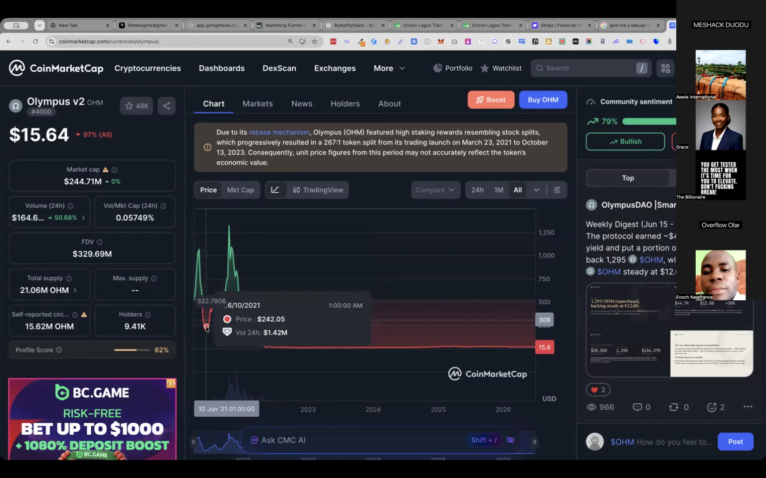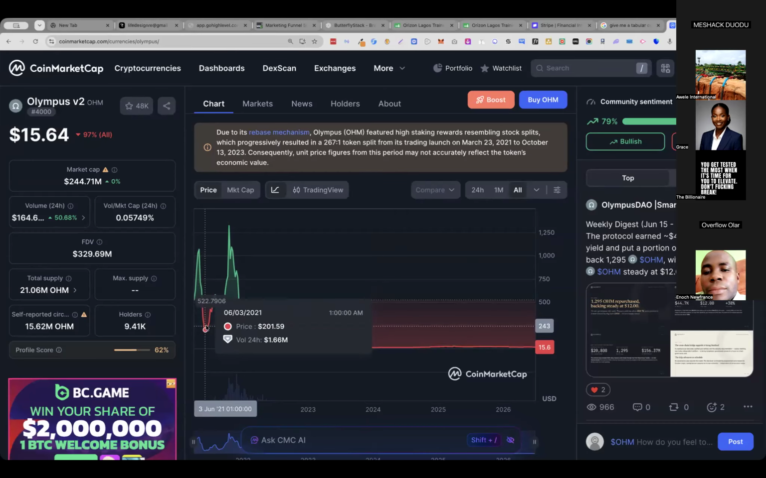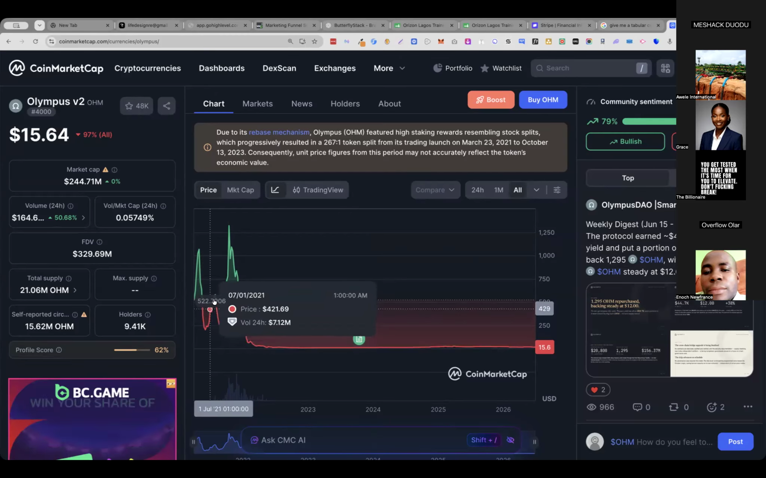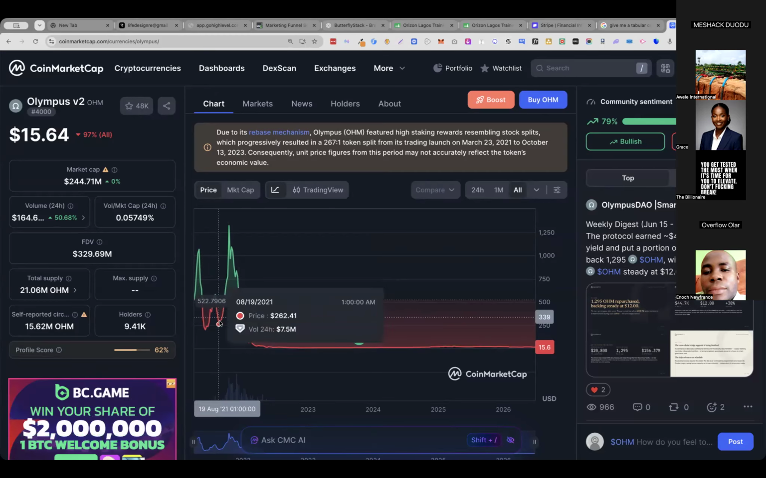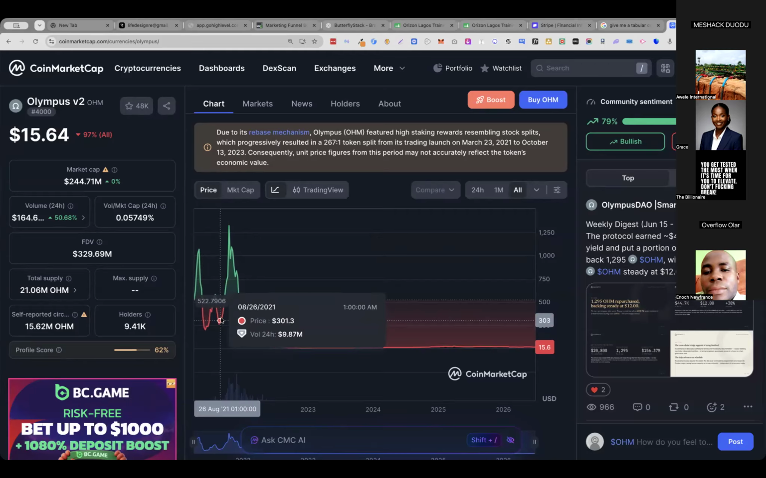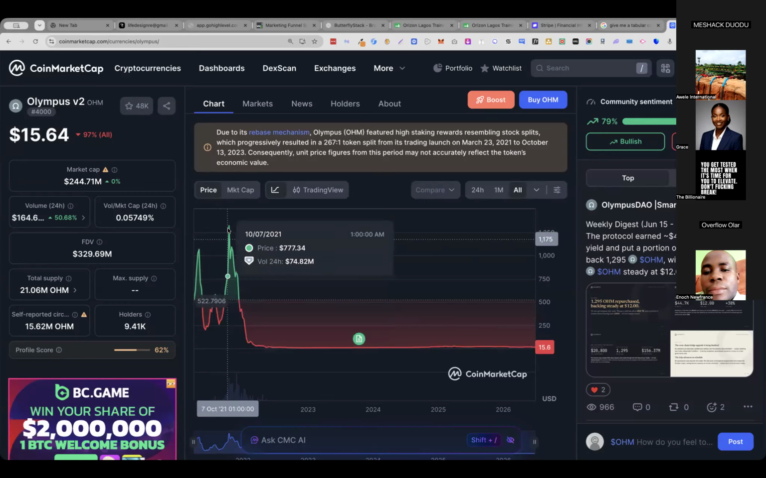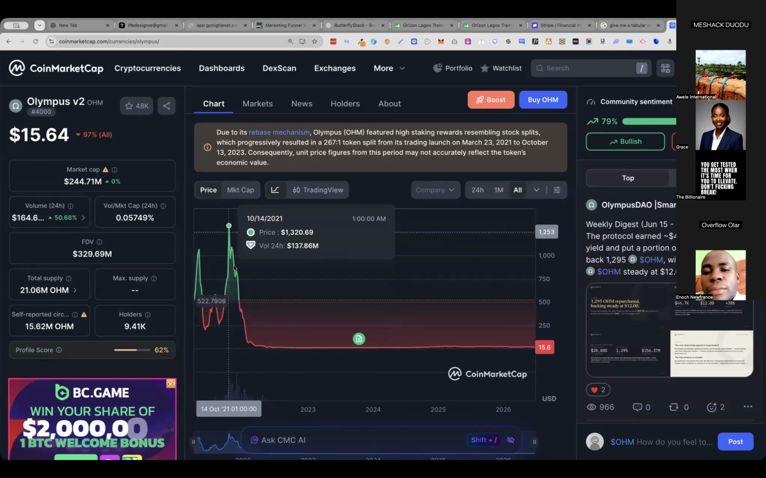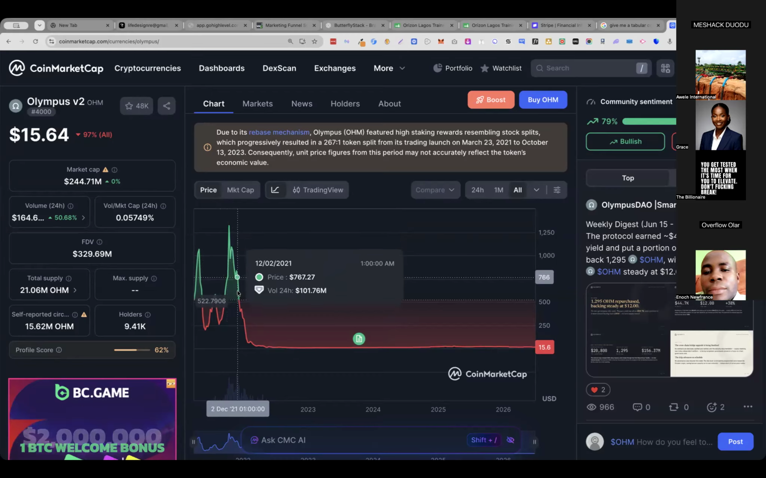In this project, when the price goes down, you also have higher APYs again. Price went up, price came down. The price went up again. People were buying again because of the high APY. People were buying. They made profit. When they made profit, what did they do? They were selling because they made profit.